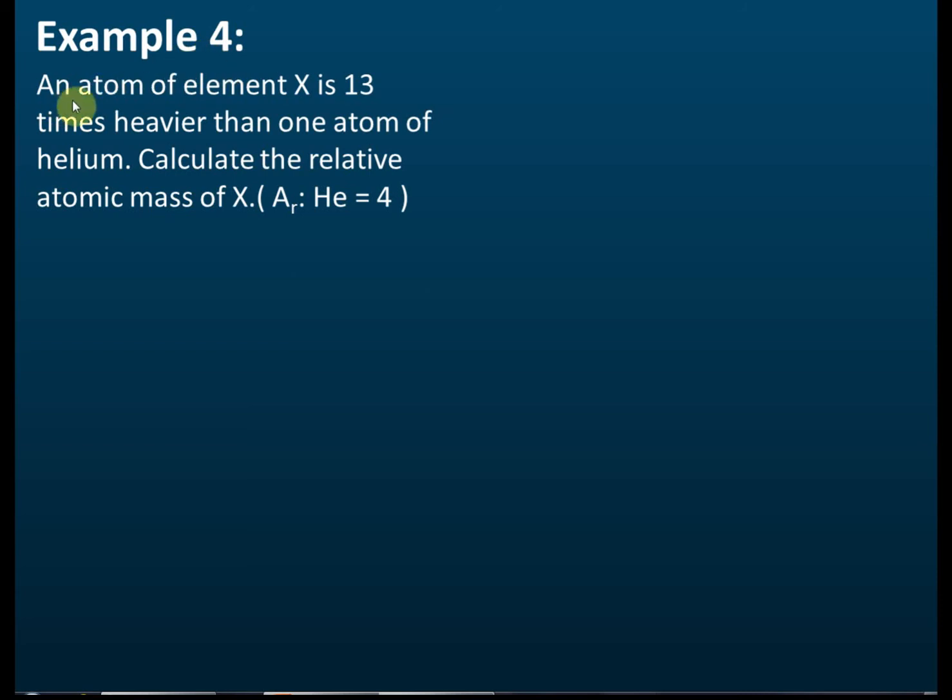Example 4, an atom of element X is 13 times heavier than one atom of helium. So calculate the relative atomic mass of X. Now this one is simple. The relative atomic mass of helium is 4. The symbol for relative atomic mass is Ar. So Ar of X is 13 times the mass of helium. The relative atomic mass of helium is 4. So therefore, the answer is 52.